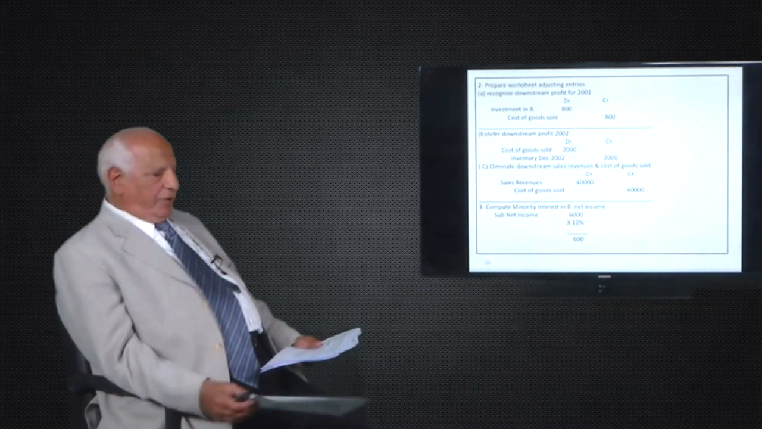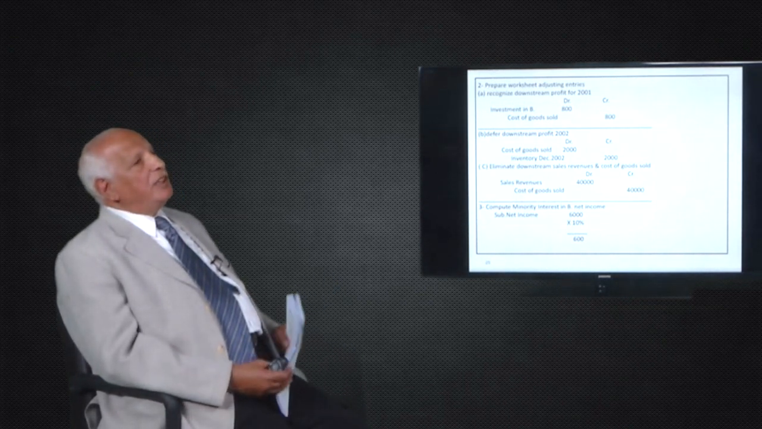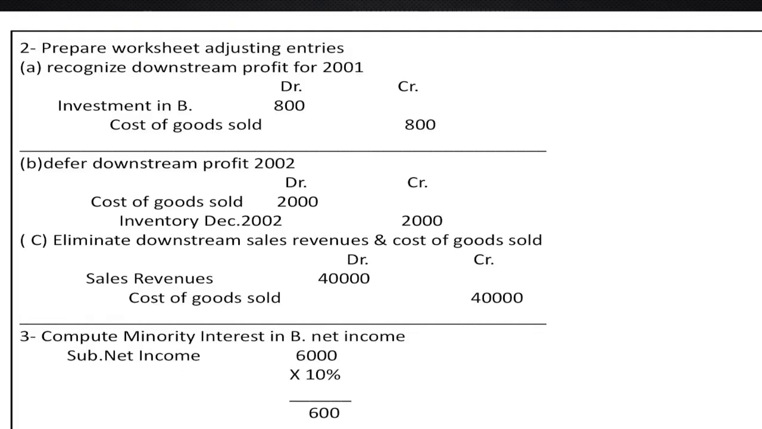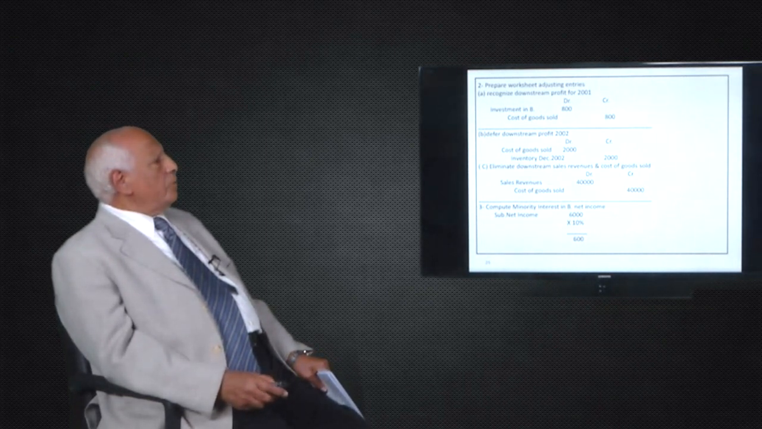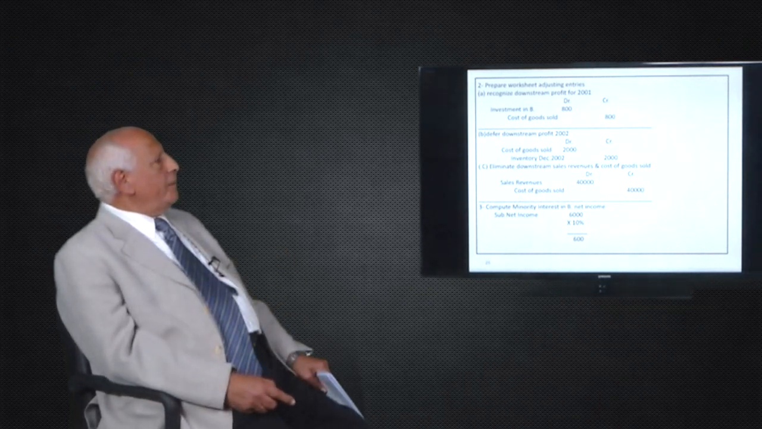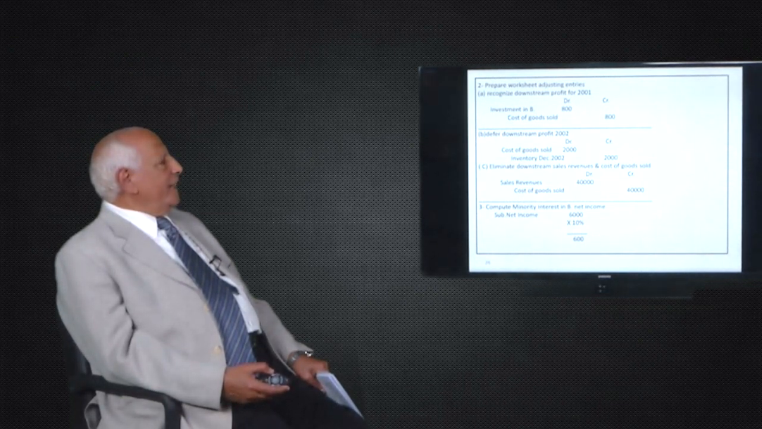The adjusting entries for the worksheet. First, in year 2, usually you need to recognize something from year 1. That's always like this. Year 2, recognize downstream profit for 2001 from year 1. It was 800: investment in B, cost of goods sold 800. Another entry, defer downstream profit ending: cost of goods sold, inventory ending 2,000. After this, eliminate downstream sales revenues for year 2: debit sales revenues, credit cost of goods sold.